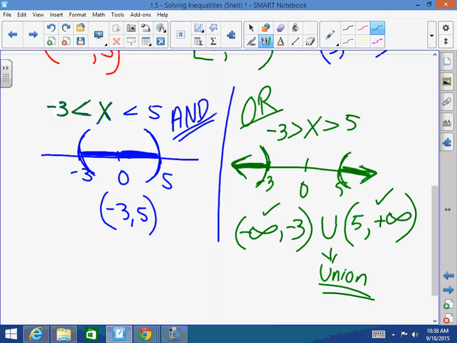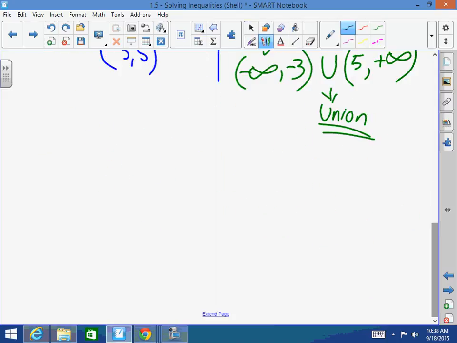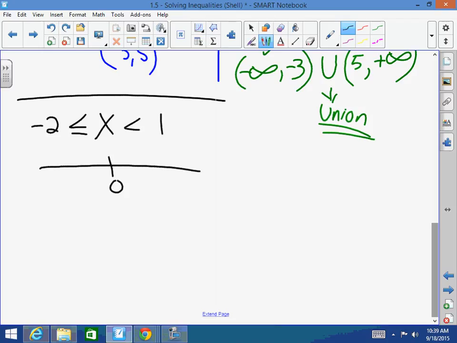Sure. Why not? That's a great question. What if I had something like this? X is, let's do, greater than or equal to negative 2, but less than 1. Okay. So we got 0, we got my negative 2, we got my 1. Bracket, x is greater than or equal to negative 2, but it's less than 1. So how would I write that in interval notation?